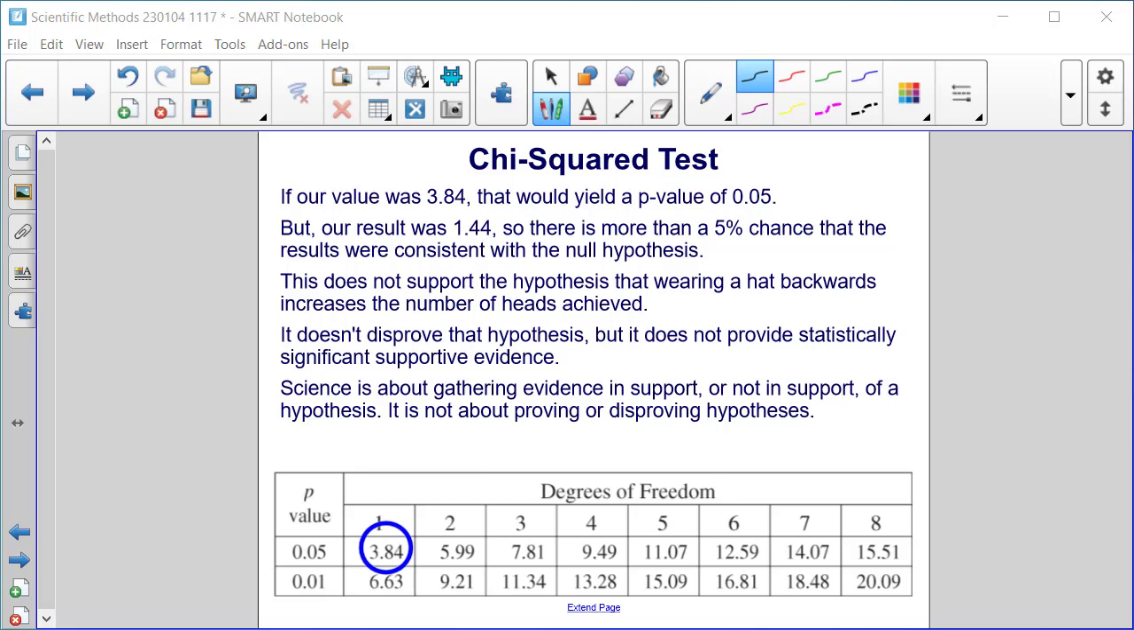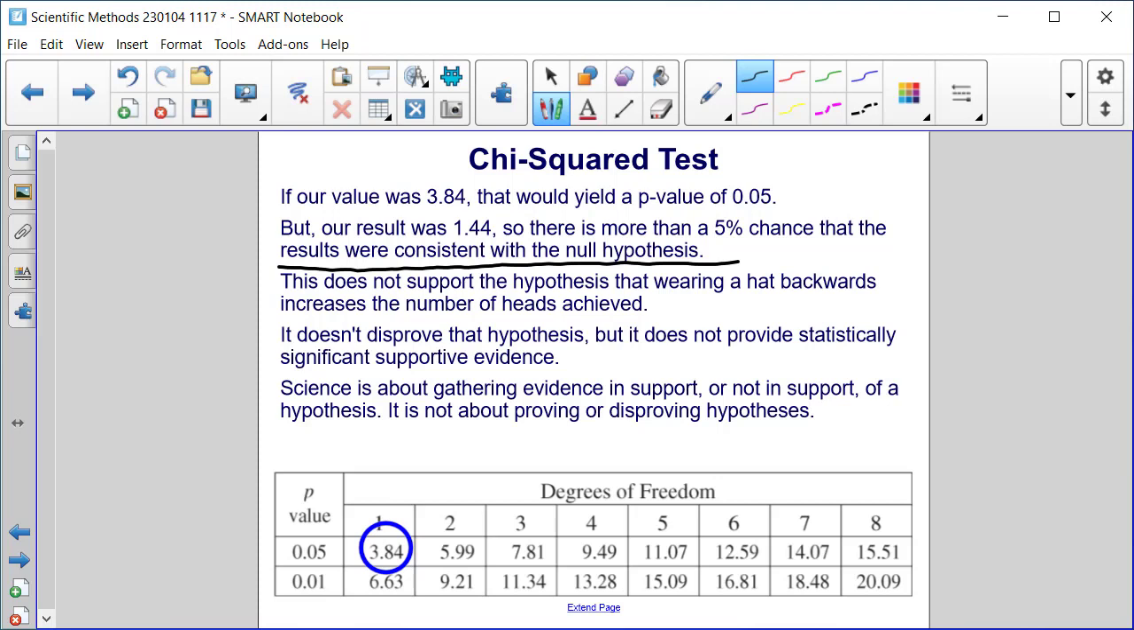But our result was 1.44. So there is more than a 5% chance that the results were consistent with the null hypothesis. This does not support the hypothesis that wearing a hat backwards increases the number of heads achieved. It doesn't disprove the hypothesis, but it does not provide statistically significant supportive evidence.